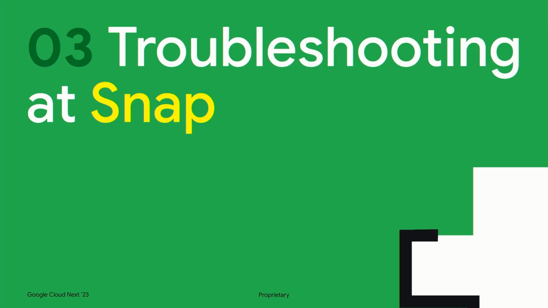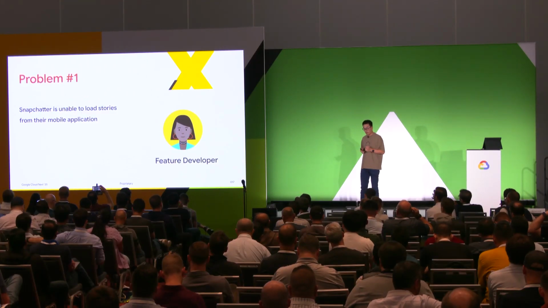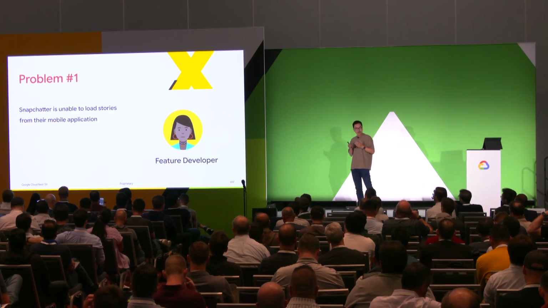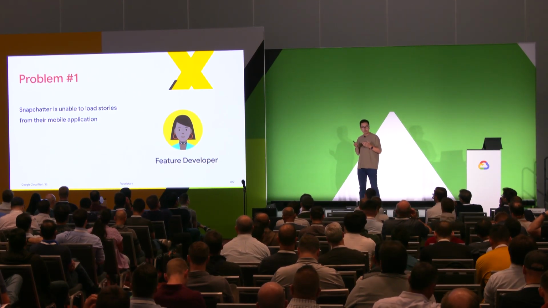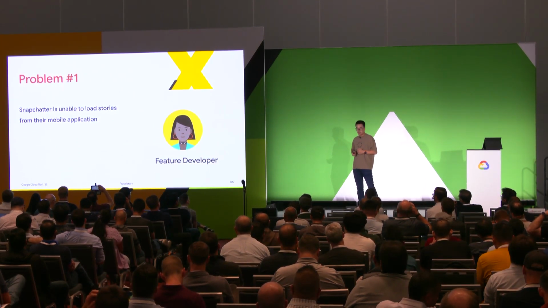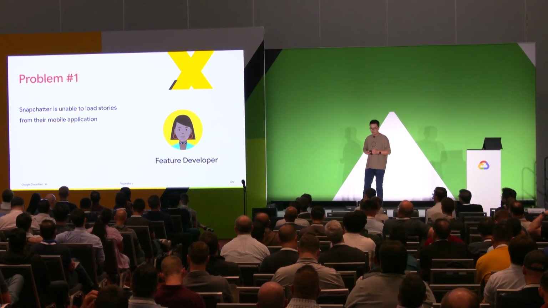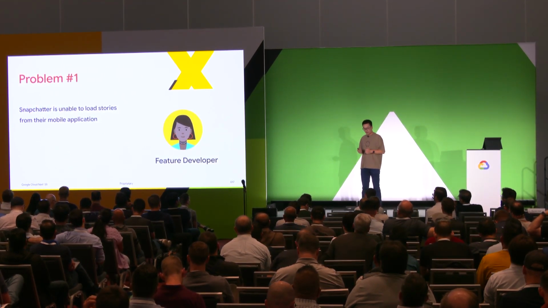All right, for the next section, I'll quickly walk through 2 examples to showcase how we do troubleshooting at Snapchat. Stories is one of our most liked features on Snapchat. Let's say suddenly the Snapchatter is unable to load stories from the phone. As the engineer who is on call for the stories team, what does a typical incident handling lifecycle look like? Let's say the on-call's name is Stella.